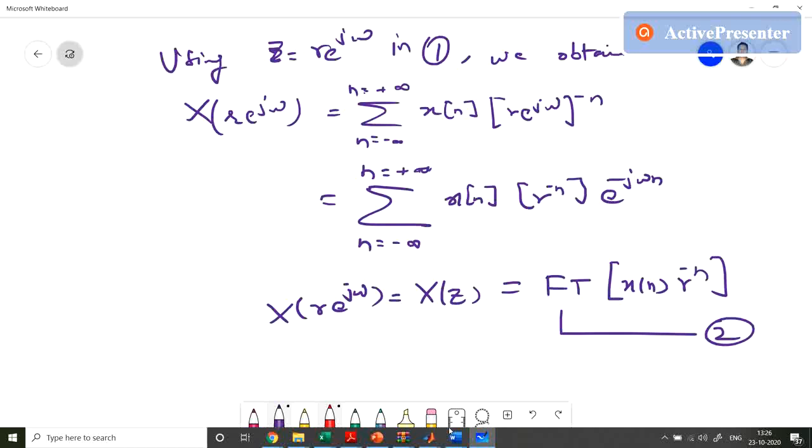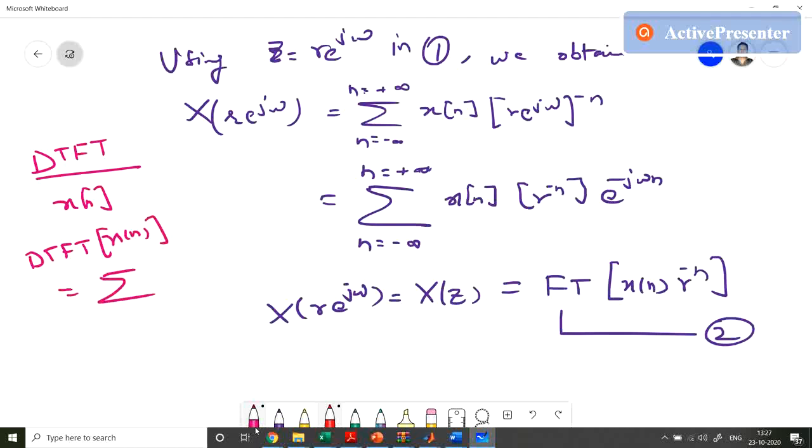If you don't know the discrete time Fourier transform, let me tell you what it is. If you have a signal x[n], then the discrete time Fourier transform of this x[n] is the summation from n equals minus infinity to plus infinity of x[n] e raised to the power minus j omega n.